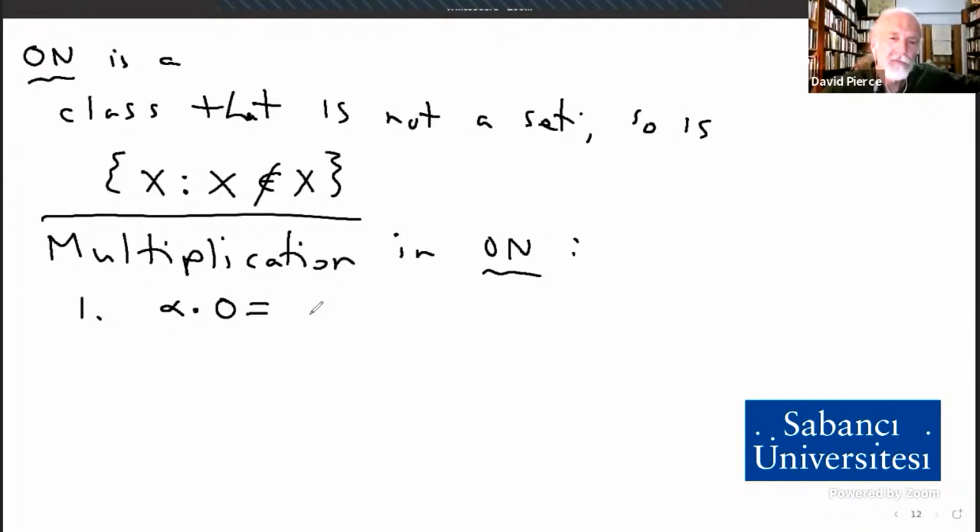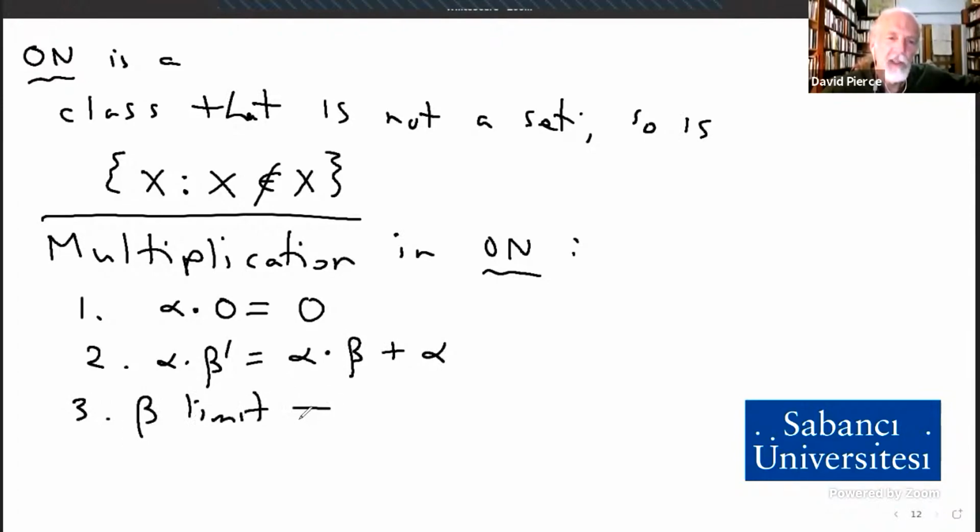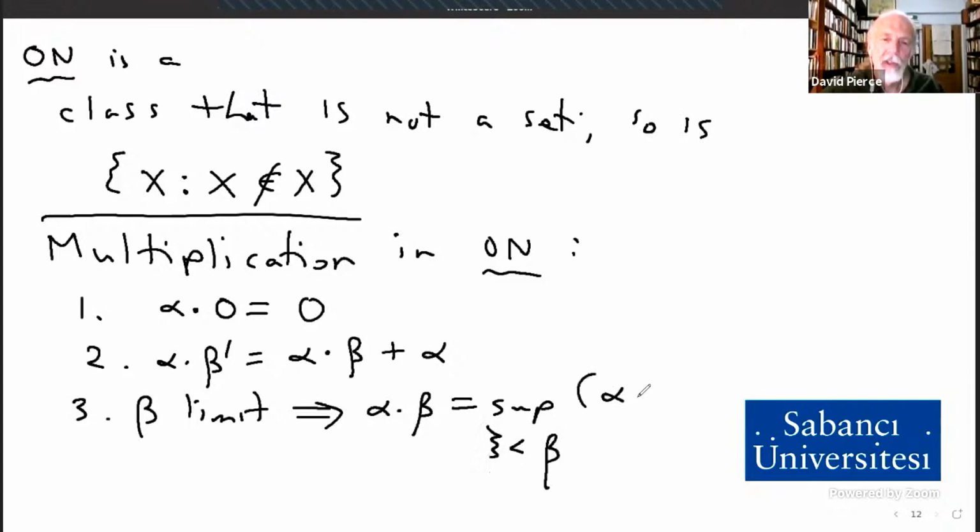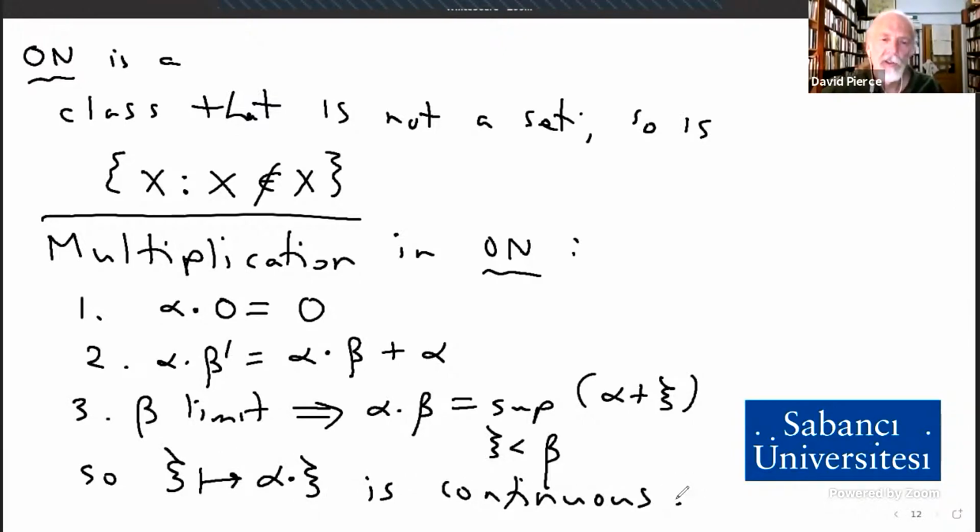Alpha times 0 is 0. Alpha times the successor, this is like beta plus 1, so this is alpha times beta plus alpha. And then if beta is a limit, we define this to be continuous: alpha times beta is the supremum over all xi less than beta of alpha times xi. So this function xi goes to alpha times xi is continuous.